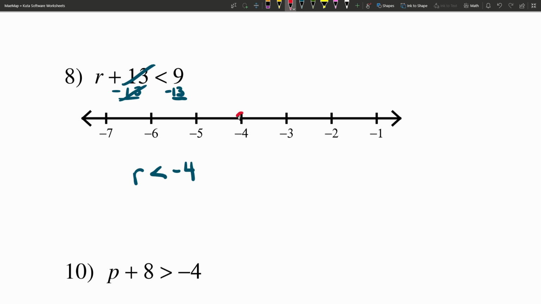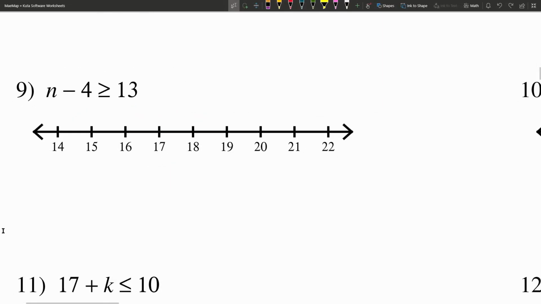Now, locating -4 and circling it, x is everything less than it, so shading to the left. And what are we not doing? We're not filling that circle in because it's less than, not less than or equal to. Let's move on to number 9.